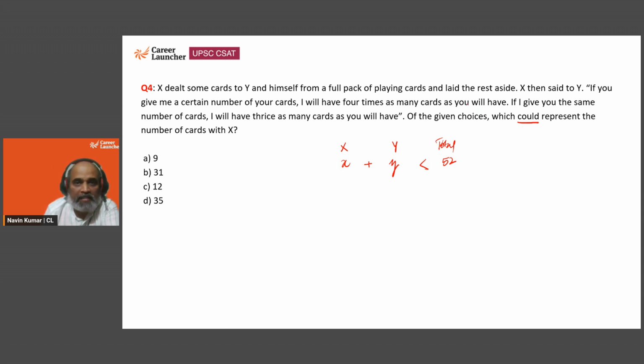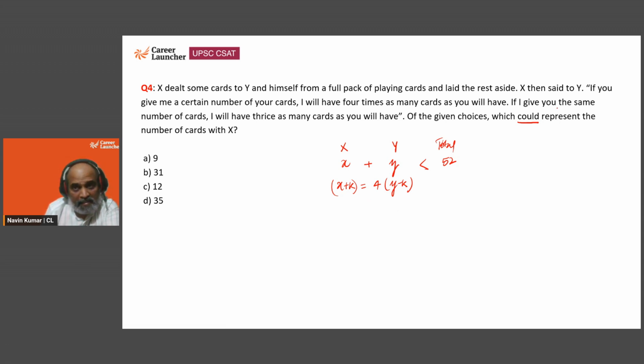Now, X then says to Y, if you give me a certain number of cards, so let's say Y gives k number of cards, so X will have x plus k and Y will have y minus k. Then he says that he will have 4 times the number of cards as Y will have.